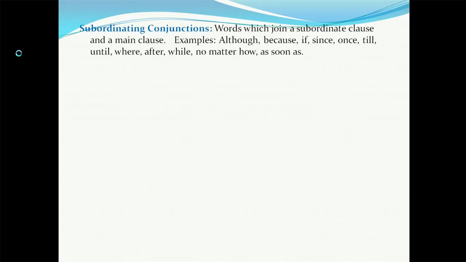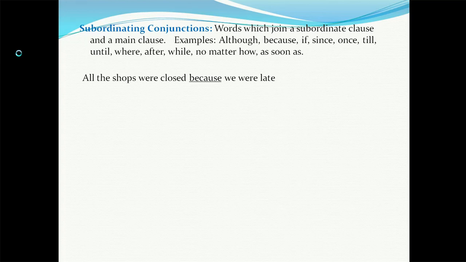Next one is subordinating conjunctions. Subordinating conjunctions join a subordinate clause and a main clause. Examples are although, because, if, since, once, till, until, where, after, while, no matter how, as soon as. All the shops were closed because we were late. Here "all the shops were closed" is the main clause. "Because we were late" is the subordinate clause.